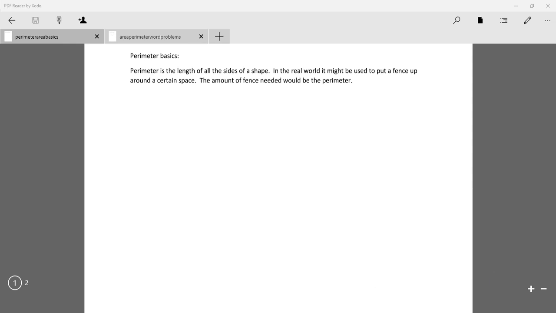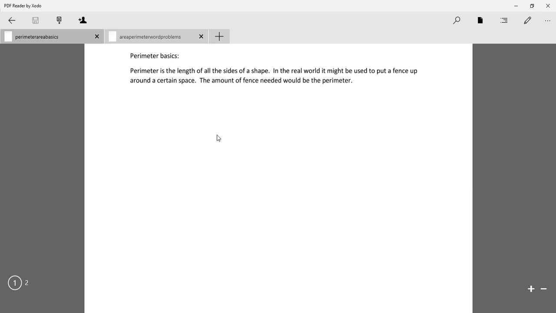Today we are going to talk about perimeter. So basically, perimeter is the length of all the sides of a shape. So the sum of the length of all the sides of a shape, basically. In the real world, it might be used to put a fence up around a certain area. The amount of fence needed would be the perimeter of that particular area that they're putting the fence up around, right?